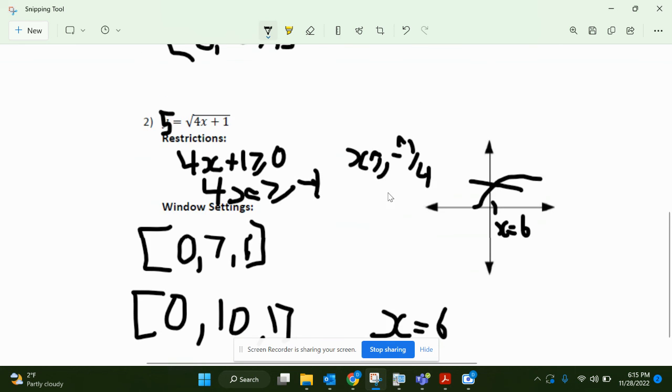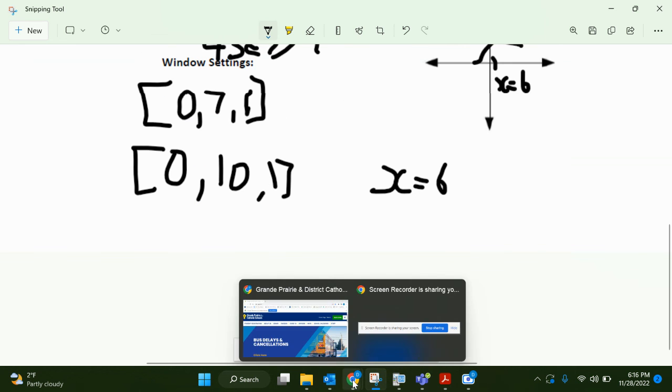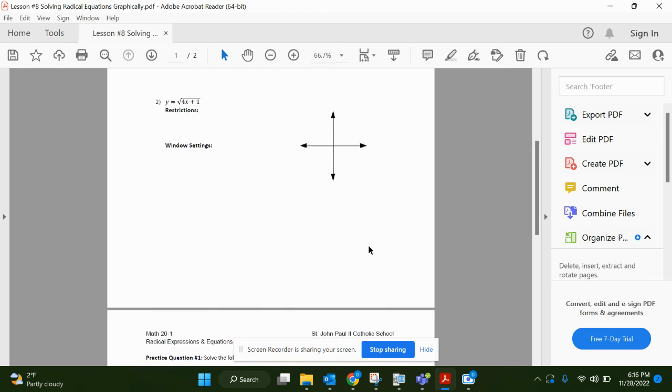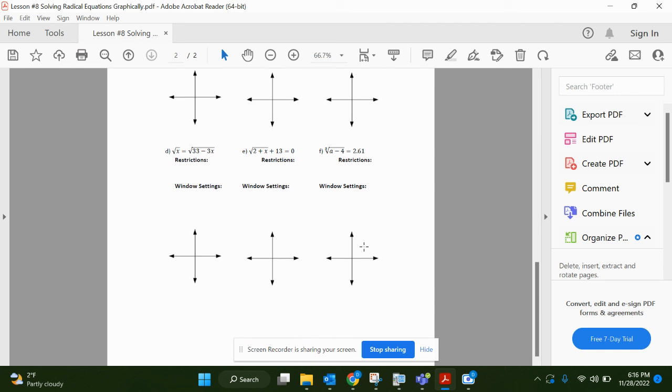You guys can try out some more on this page. There's 6 for you to try. You have to state the restrictions. And I'll just tell you that if you're looking at this one, because it's a cubed root, there are no restrictions because you're allowed to have negative numbers. Okay, that's it.